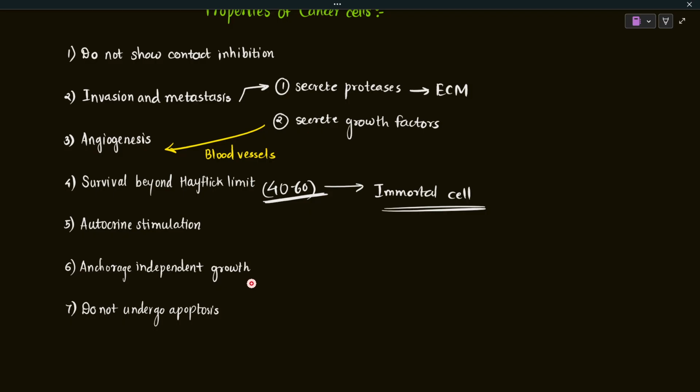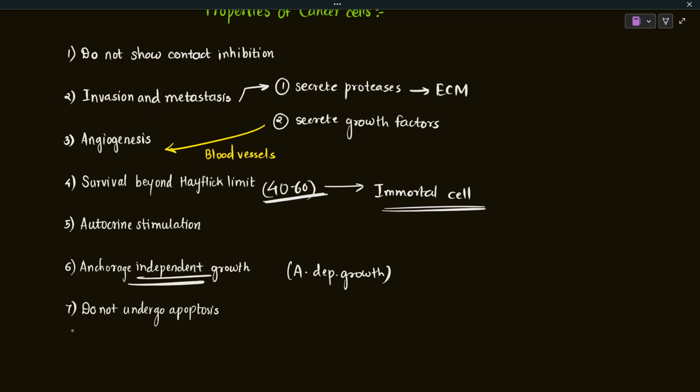But cancerous cells are transformed cells which can proliferate even when they are in suspension or not attached to any substratum. That is what we call anchorage independent growth. So anchorage independent growth is exhibited by cancerous cells, unlike normal cells. Normal cells have anchorage dependent growth, unlike the cancerous cells. So this is also a very significant property of cancer cells.